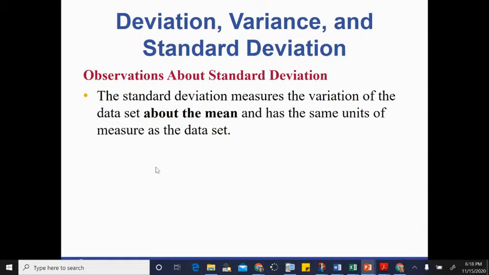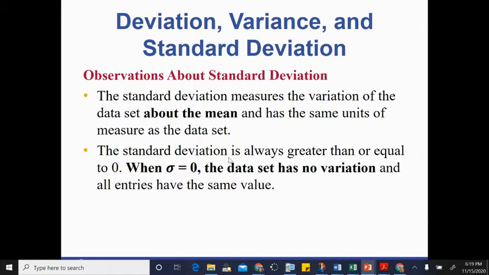Now, here's the point. Observation about standard deviation. So here's some things to remember. Standard deviation is a way to describe how spread out stuff is compared to the average. So all this is about how far away is it from the average, okay? How far away the data is from the average. Remember, range is just highest to smallest. Standard deviation is how far away is the data from the average.